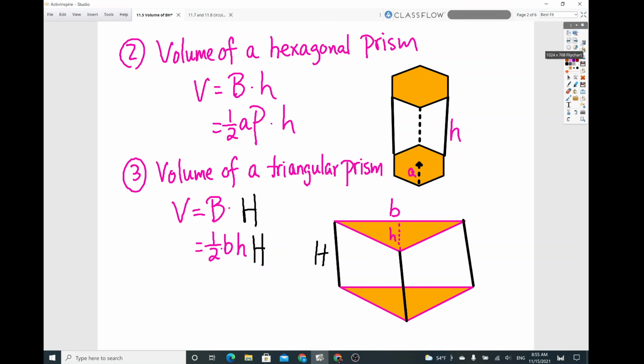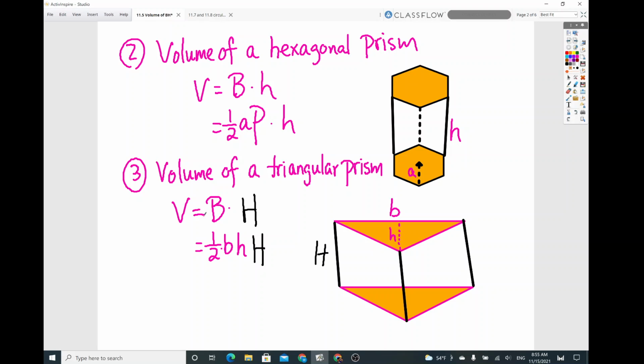The second one, number 2, is the volume of a hexagonal prism. Again, in general, the way to find the volume of a prism is always the area of the base times the height. We do know that's a hexagon, so the area of a hexagon is always 1/2 times the apothem times the perimeter of the hexagon, and then multiply by the height, and then we'll get a volume.